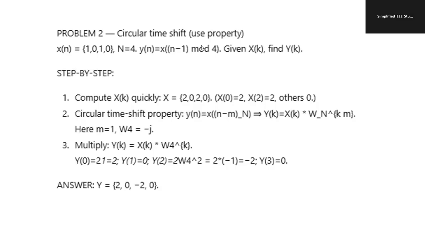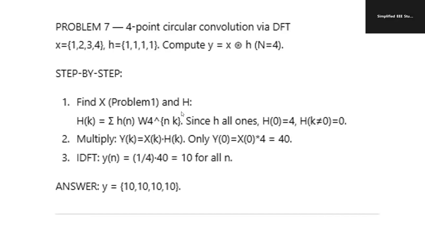Circular time shift. Use the property: x of n is given, n is equal to 4, y of n is equal to x of n minus 1 mod 4. I think this problem we already discussed. You can check it out once.